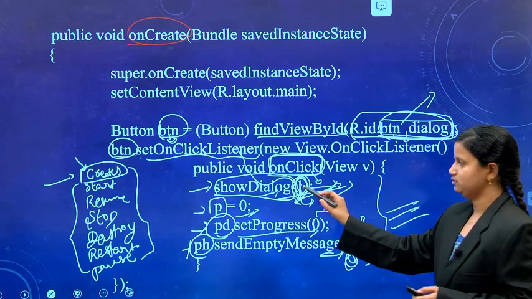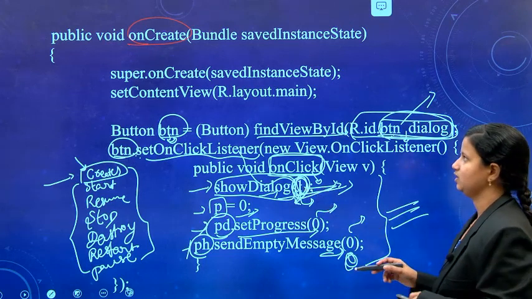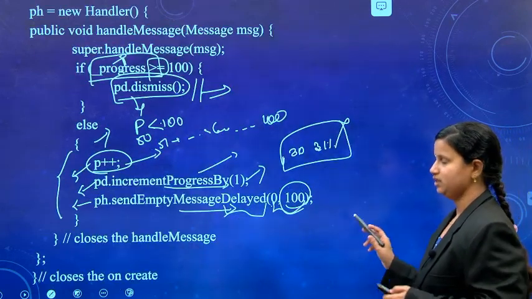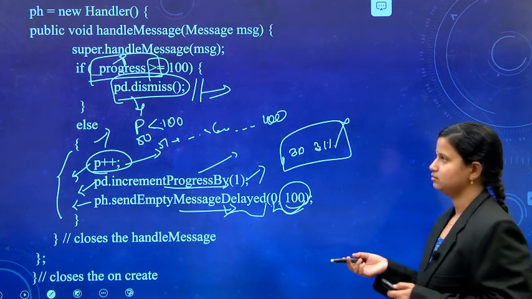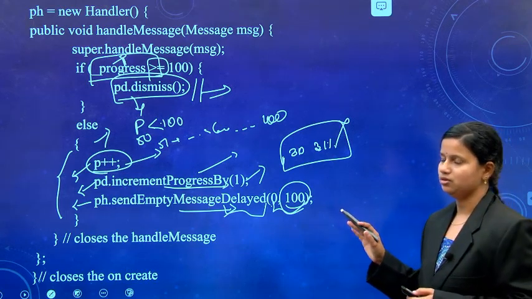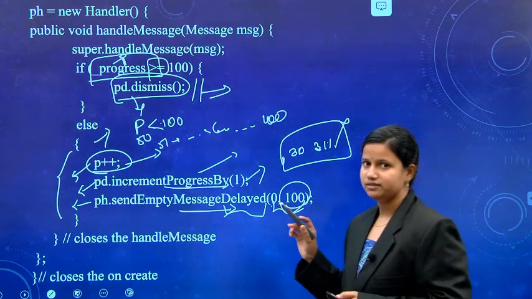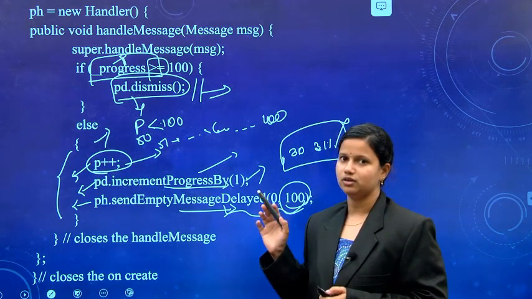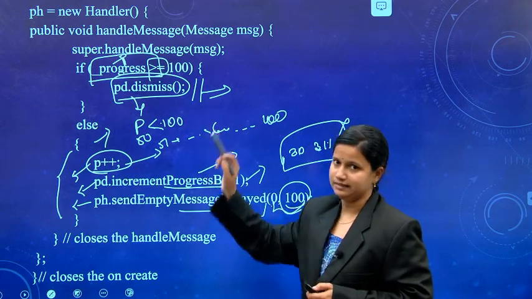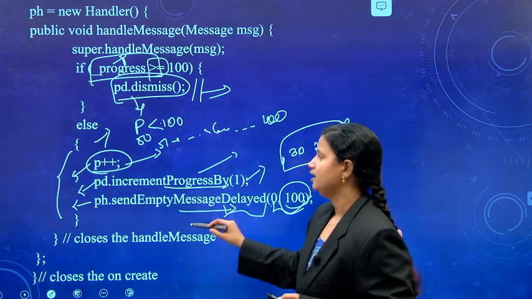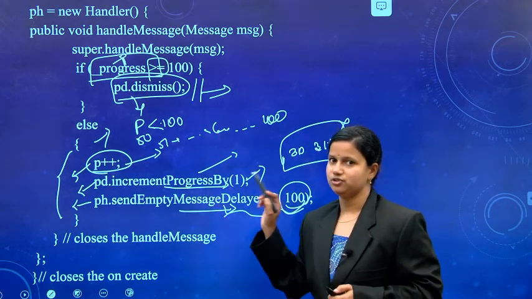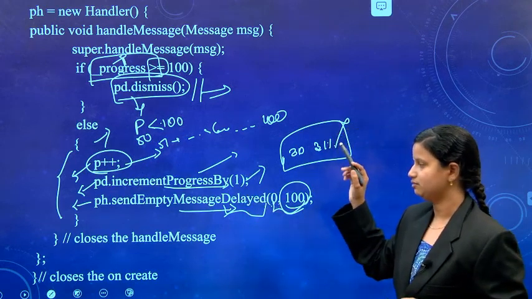Whenever you call a progress dialog, it will create one, but before that, the code checks whether the progress status has reached 100 or not. If it reaches 100, it will dismiss the dialog. If it has not reached 100, it will increment again and check the progress. Whenever it reaches 100, it will be dismissed.